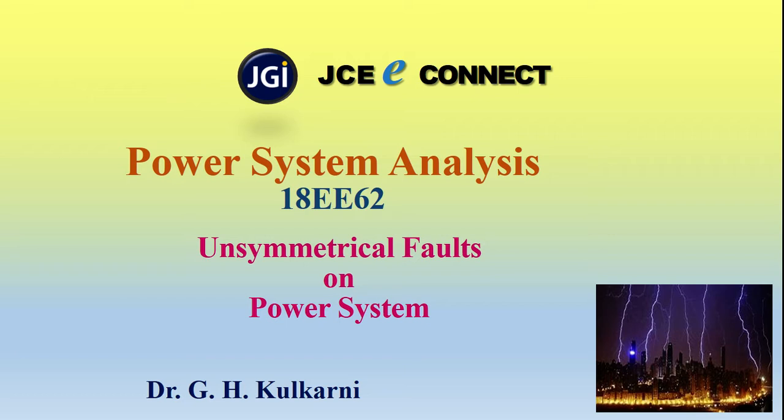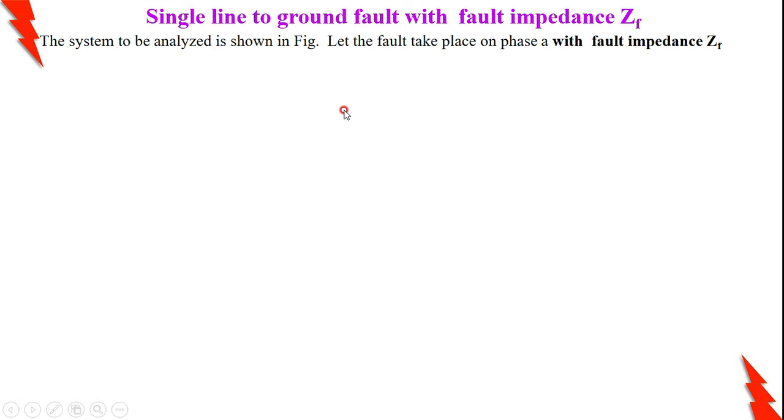In unsymmetrical faults on a power system. In this session, we will take up a line to ground fault that occurs with a fault impedance ZF. That is, single line to ground fault with a fault impedance ZF.